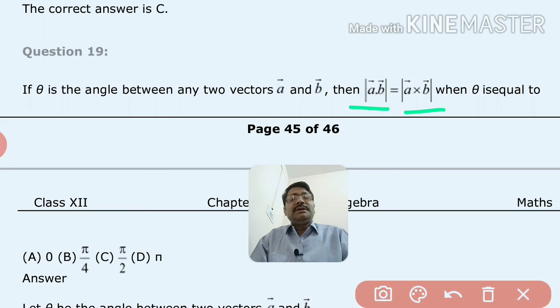Now here in question number 19 you have modulus of A dot B equal to modulus of A cross B. A dot B means modulus A modulus B cos theta, and modulus of A cross B equals modulus A modulus B sin theta. So AB you will cancel, you get cos theta equals sin theta. That is possible only when theta equals pi by 4. So here the answer is pi by 4.